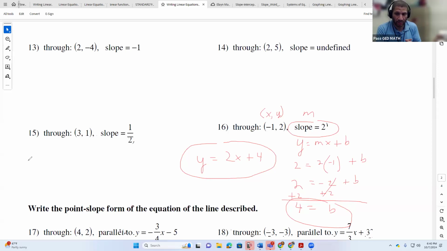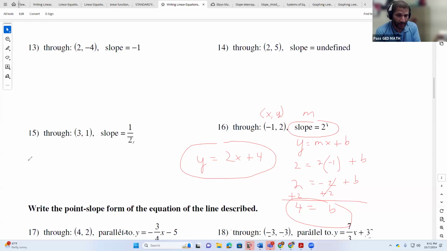Okay, my slope intercept form, y equal mx plus b. My y is 2 equal, my slope is 2 times x, which is -1, plus b. 2 equal 2 times -1 is -2. Let me check on my calculator to make sure. Okay, that's -2 plus b. I need to get b by itself.